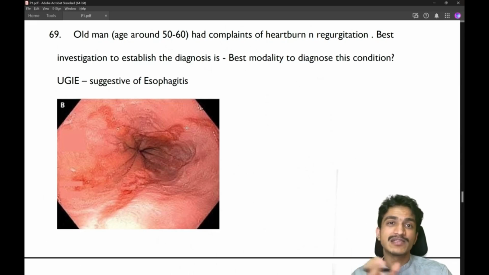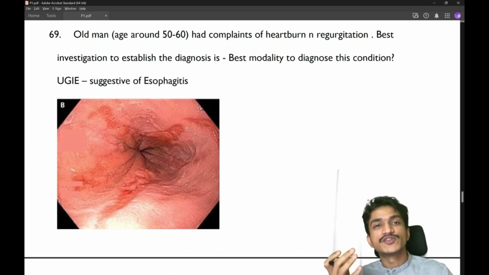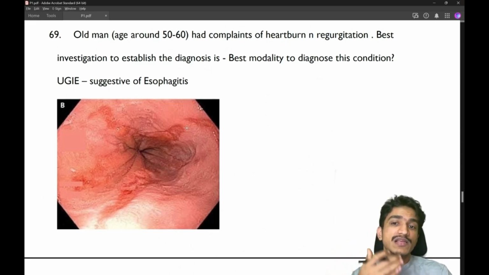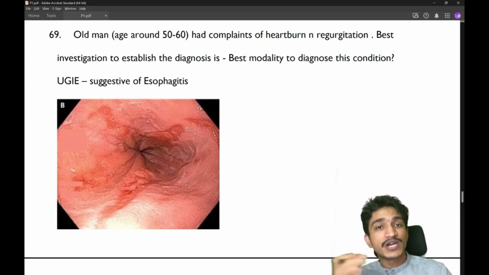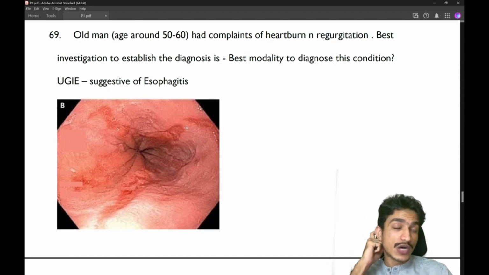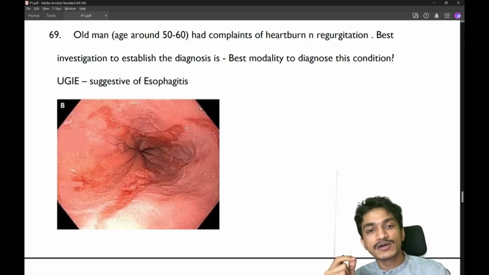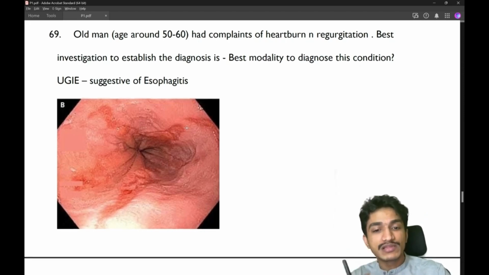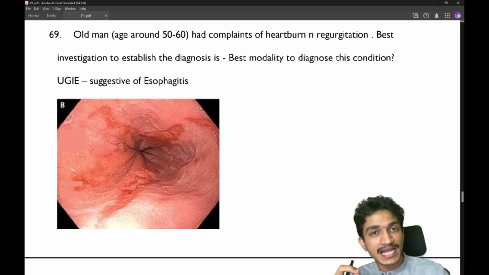Old man with heartburn, regurgitation, UGI endoscopy image was given. This is not the image, it was closely resembling this, which was suggestive of esophagitis with heartburn and regurgitation that may be due to GERD. So the best modality to diagnose this: either you diagnose GERD, or in old age with ulcer with esophagitis features, you need to rule out dysplasia and cancer.